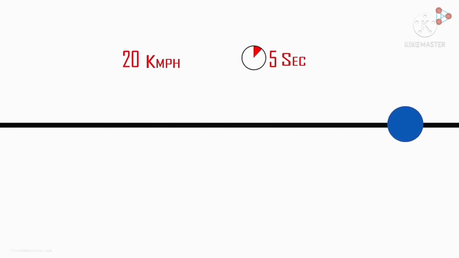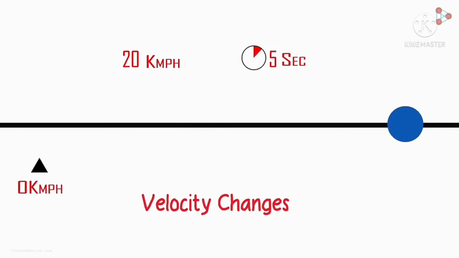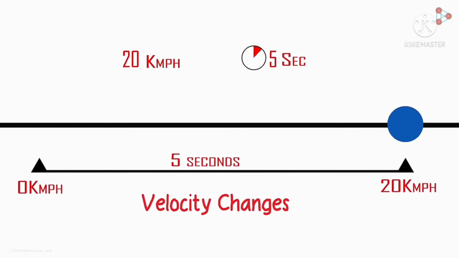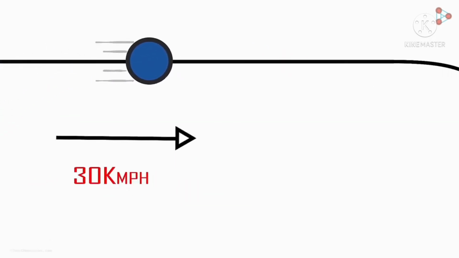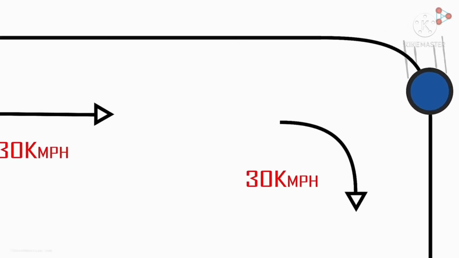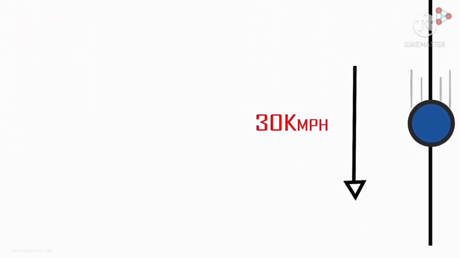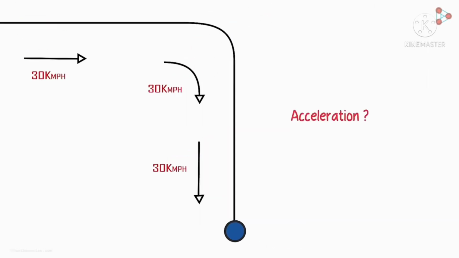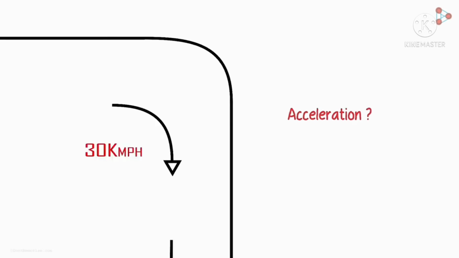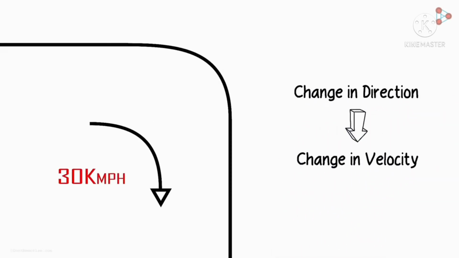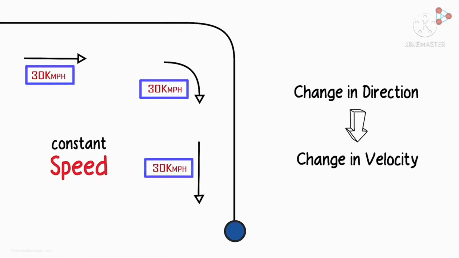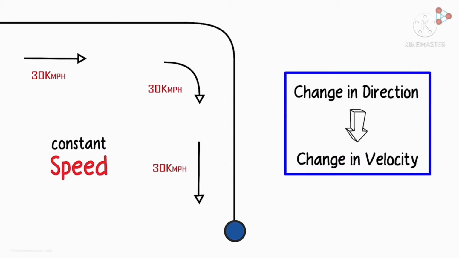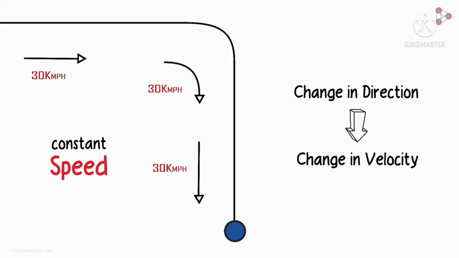See here, a body is moving from the initial point at 20 km per hour to a certain distance. What happens? Velocity is changing. In the initial it is 0 km per hour, final 20 km per hour. See, with the same 30 km per hour speed, it is continuously traveling and the direction is being changed. Is there acceleration? Yes, there is acceleration because direction is being changed. There is a change in direction, that means there is a change in velocity. Direction is changing but the speed is constant, my dear children. So when the velocity is being changed, we can say that acceleration exists.